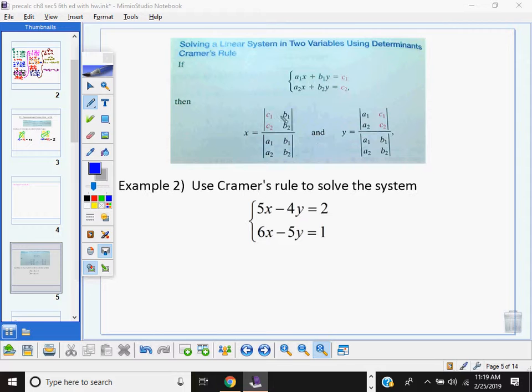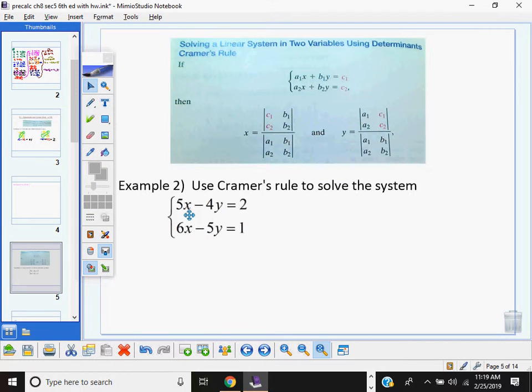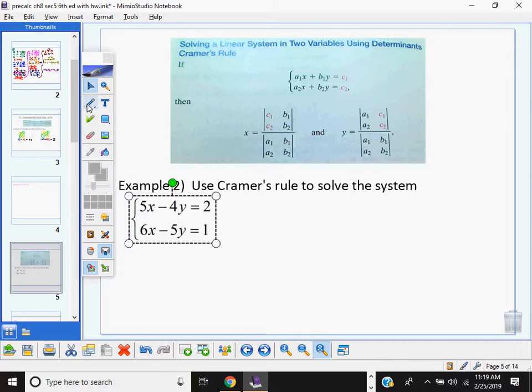Then notice when we want to get the determinant of the x, we take the answers and plug them in for the x values. Find the determinant again. We want to get the determinant for the y, we take the answers and plug them in for the y values right here and find that determinant. So let's take this and let's work it all the way through. Let me move this over here out of the way.